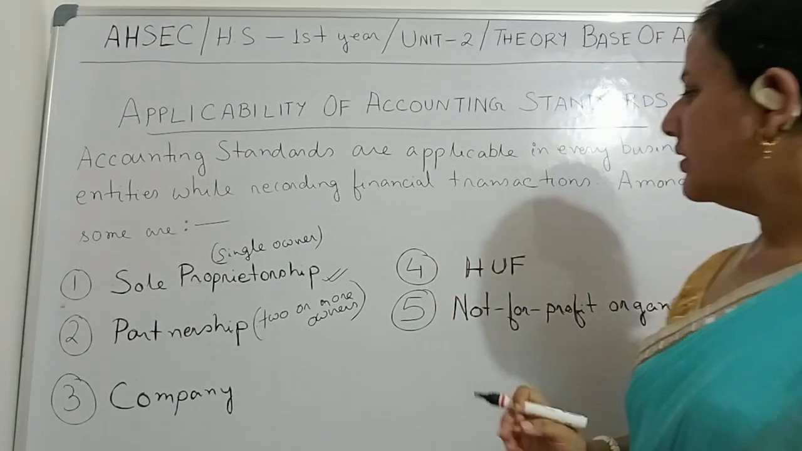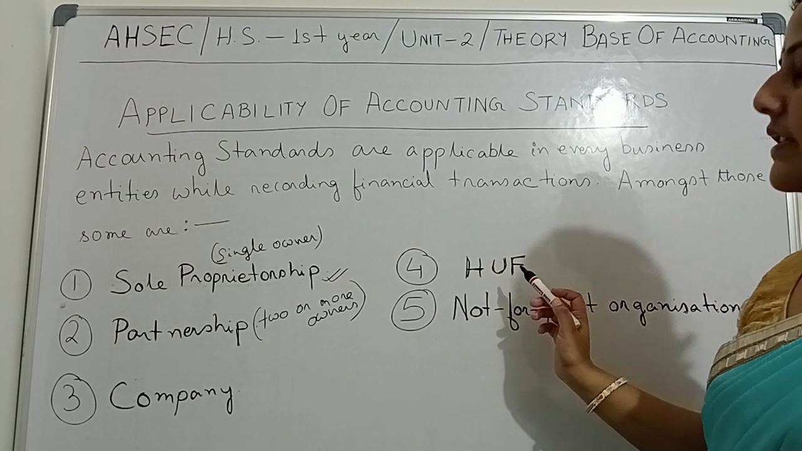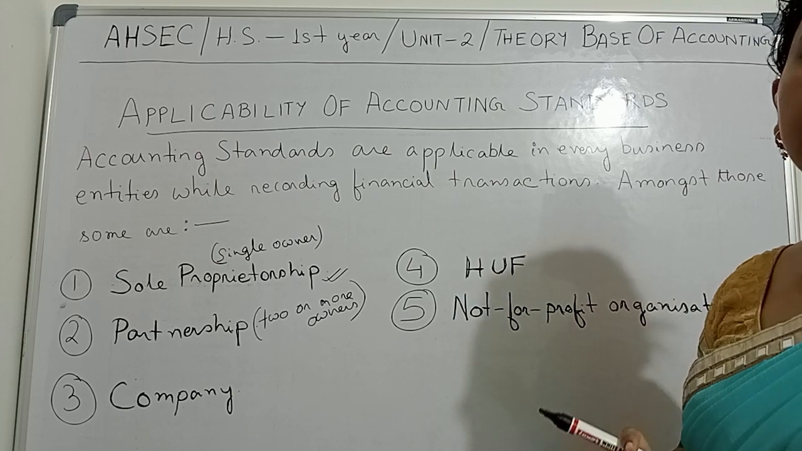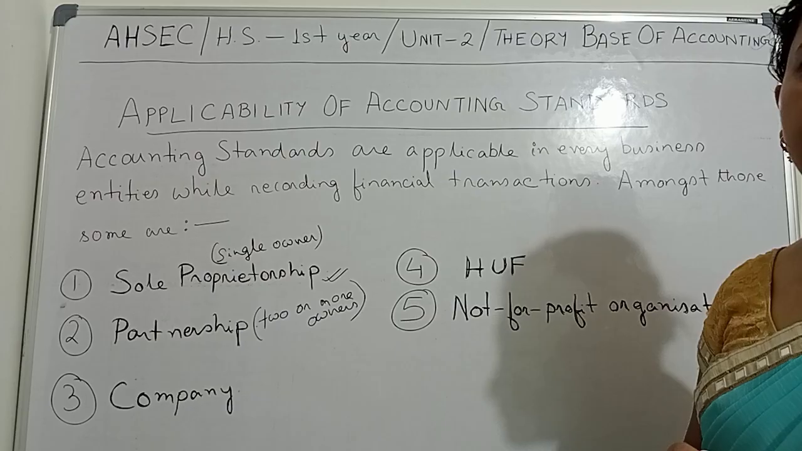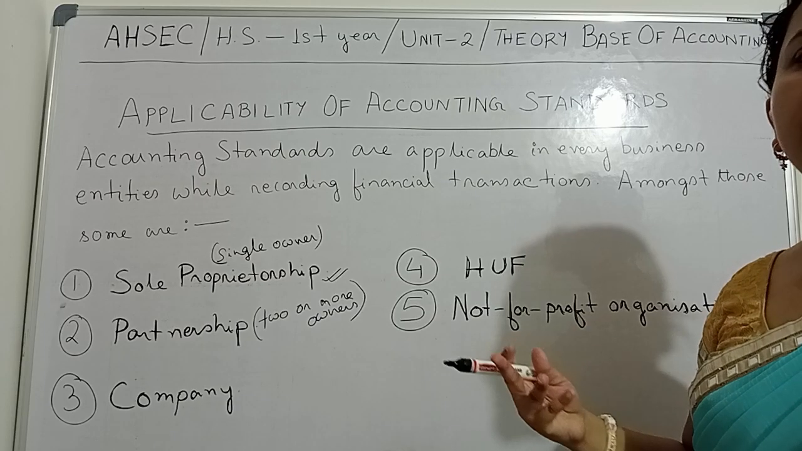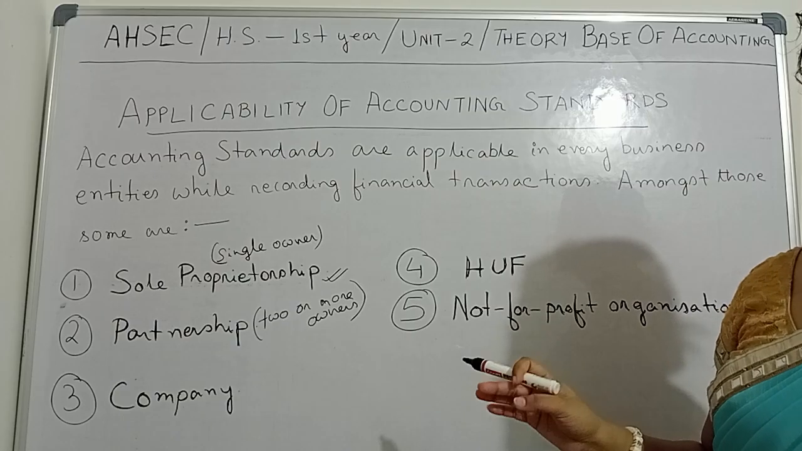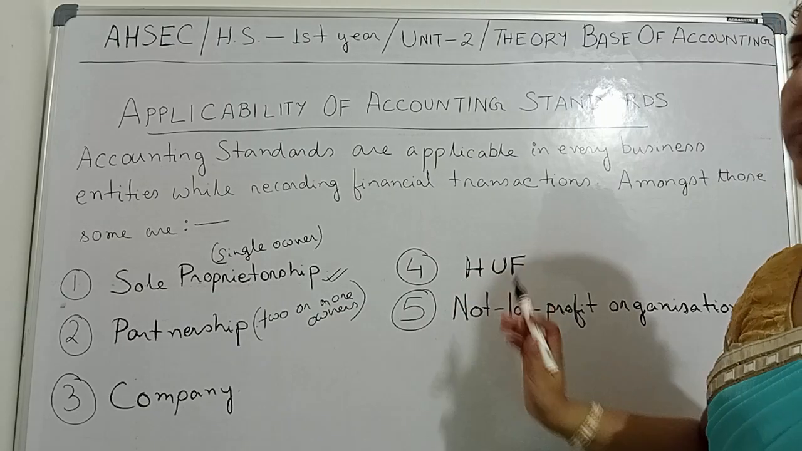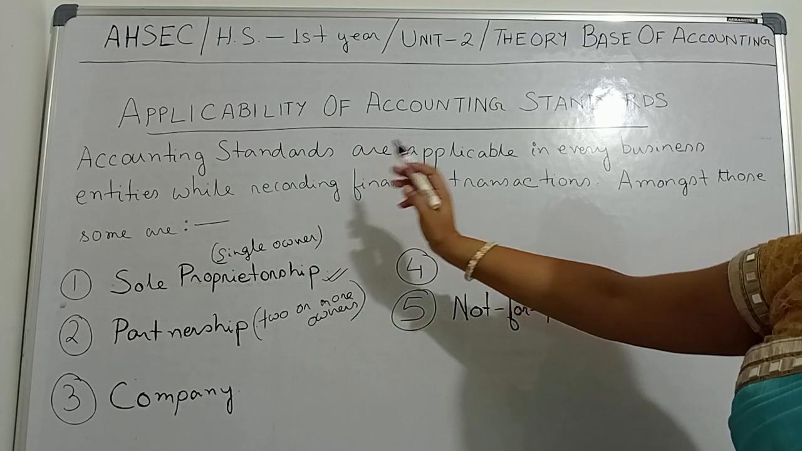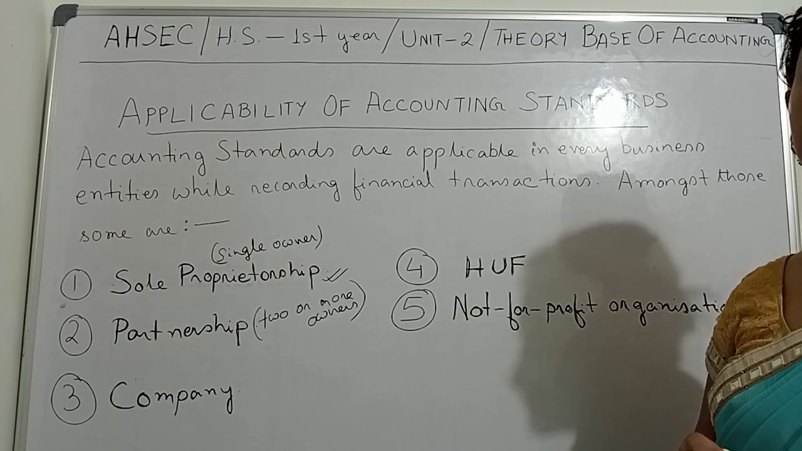Got it? Then come to number 4, that is HUF. What is HUF? HUF is nothing but Hindu Undivided Family, meaning the joint family. Generation wise, all the persons of the same blood reside in the same house, same place. So if they do a business, there is applicability of accounting standards while preparing the financial statements.